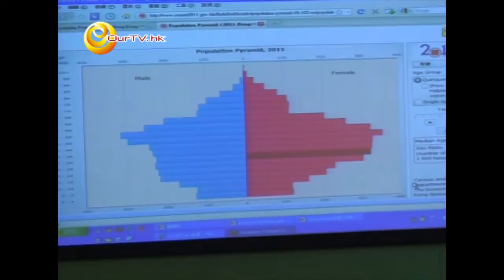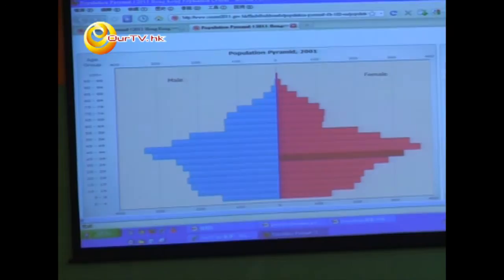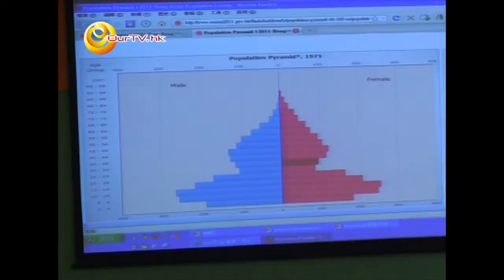The second thing is, again, demographic. It's because of change in the demographic structure. Let me show you the census interactive thing. Let's go back to 1970, let's start from 1971. It's like a spearhead. This age pyramid is a spearhead.